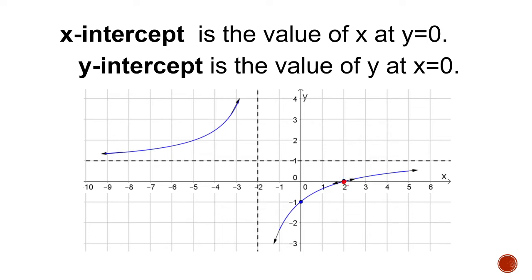X-intercept is the point where the graph passes through the x-axis. So ito po ang ating x-intercept. And y-intercept, on the other hand, is the value of y at x equals 0. And that is the point where the graph passes through the y-axis. So ito ang ating y-intercept. So points ang mga to.